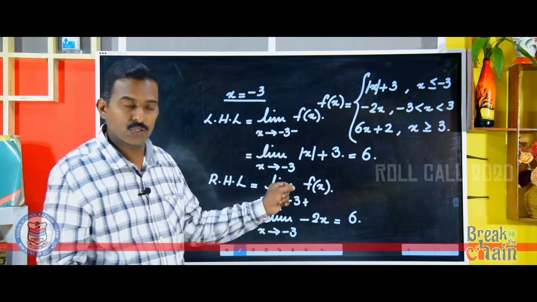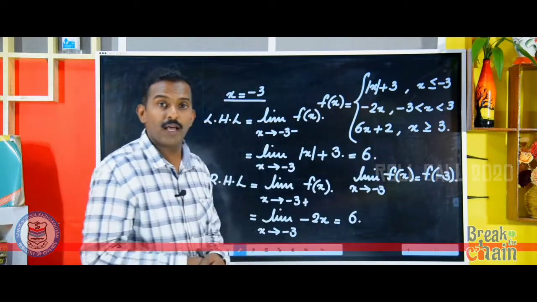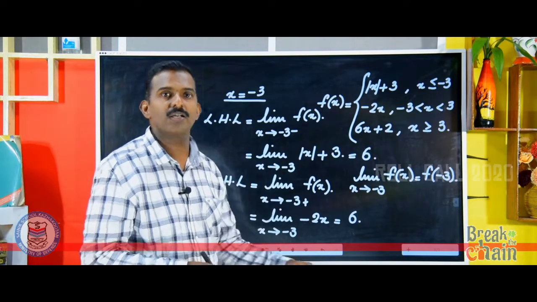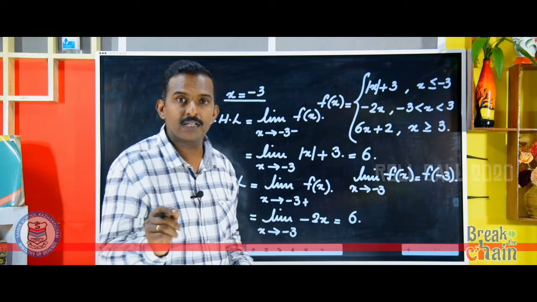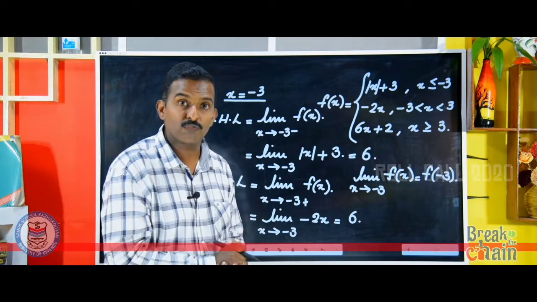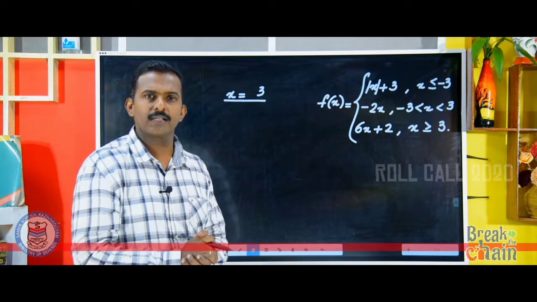Therefore, conclusion, the limit value is equal to the function value. The function is continuous at x equal to -3. Therefore, as far as -3 is concerned, it is not a point of discontinuity. But again, you should check for x equal to 3. At x equal to 3, again you should calculate LHL and RHL.